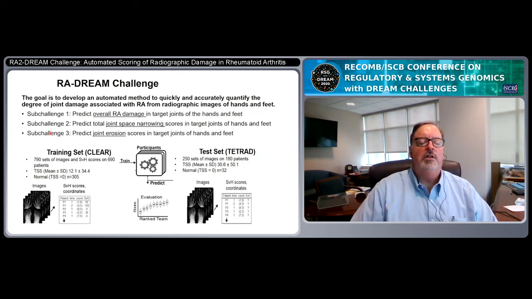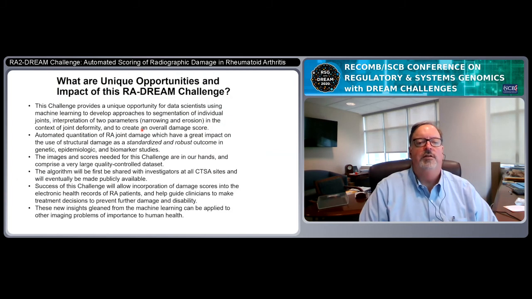Sub-challenges 2 and 3 relied more heavily on the algorithm segmenting the joints, telling the computer which areas to look in. Sub-challenge 2 was to come up with an algorithm that would accurately assess joint space narrowing in these target joints, and sub-challenge 3 was to use the image to predict the joint erosion scores. And so these were the 3 sub-challenges that were part of the RA2-DREAM challenge.